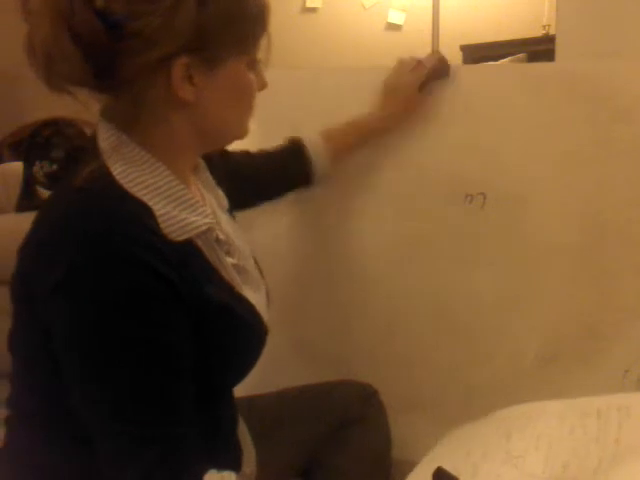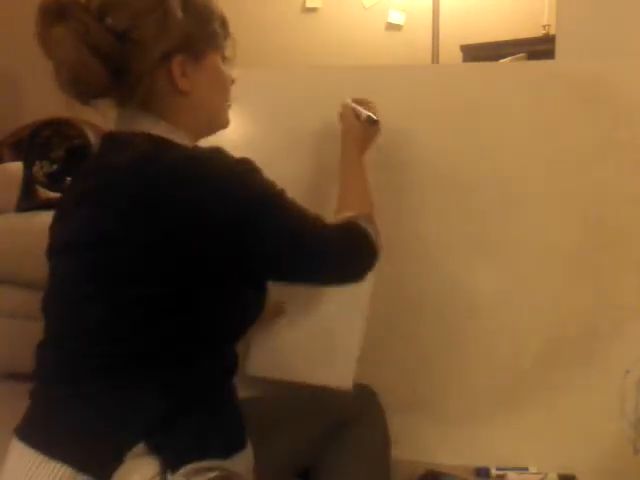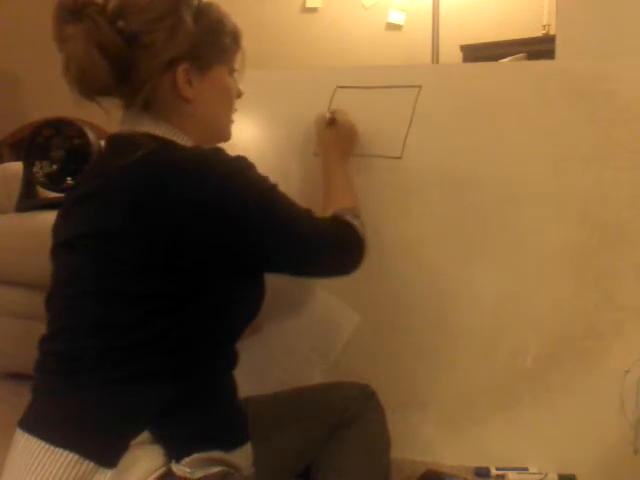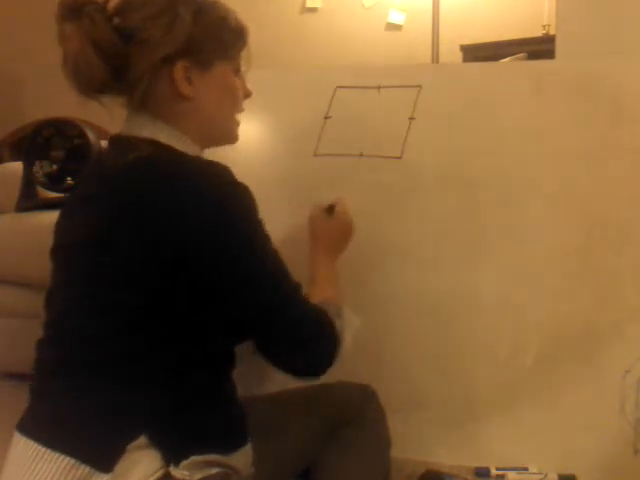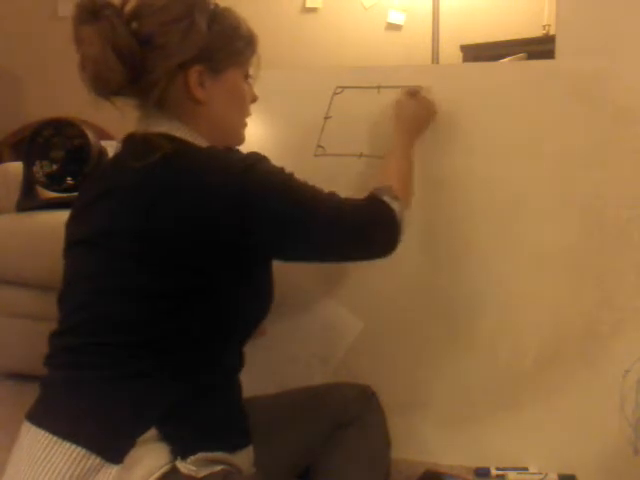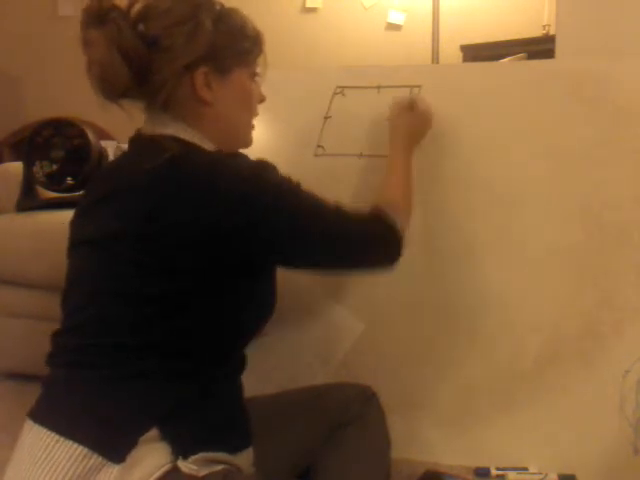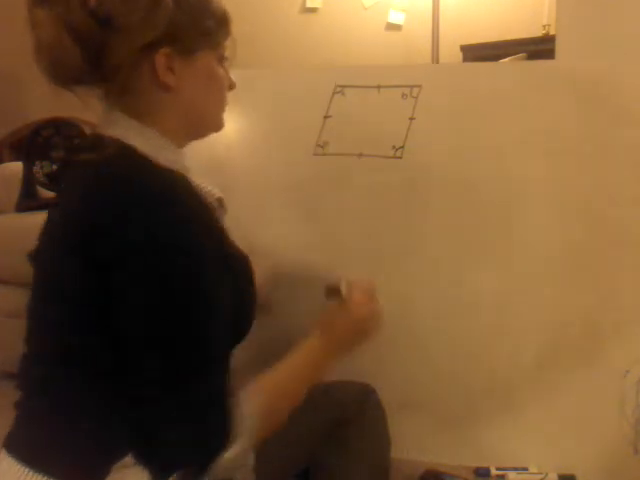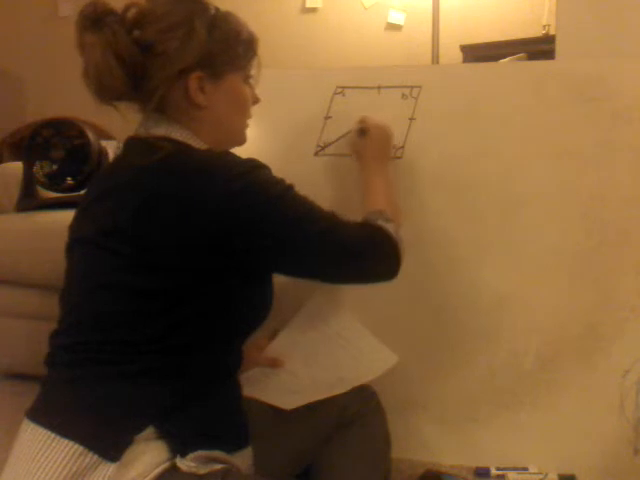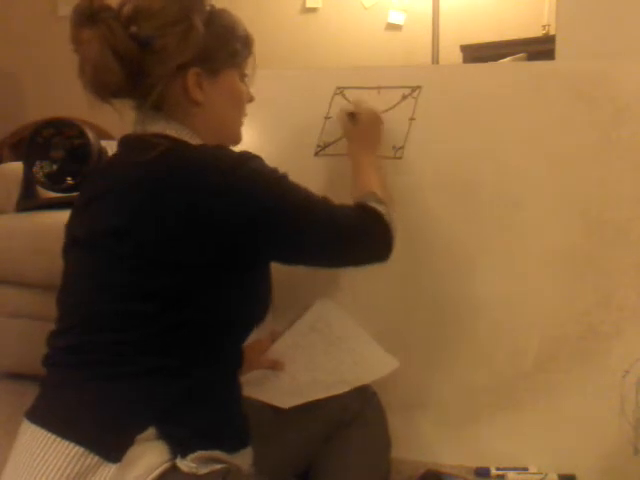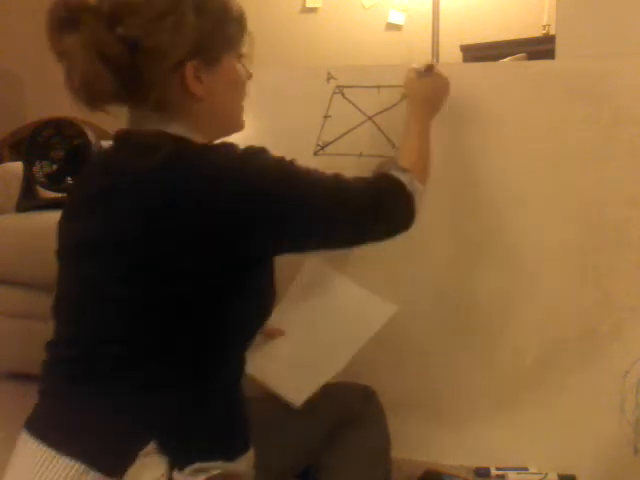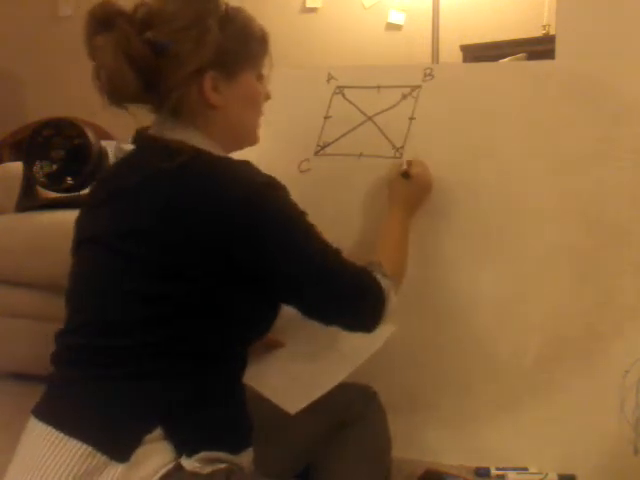Alright. Next up is a rhombus. A rhombus is a square tilted. So they're all the same sides, but I have little angles in here. This is going to be angle A, and these are going to be angle B. Alright? Now, for a rhombus, you actually go with the diagonals. So I'll label this A, B, C, and D.